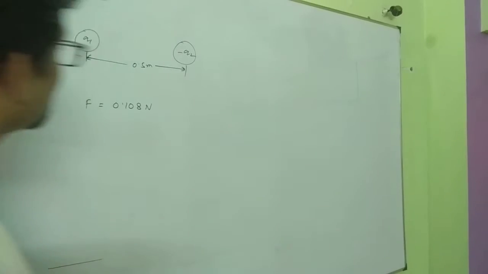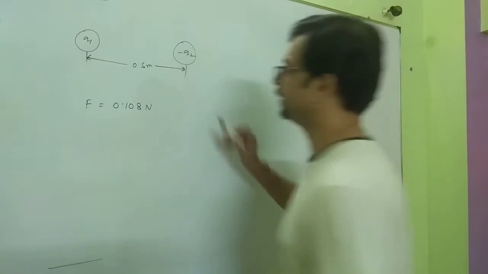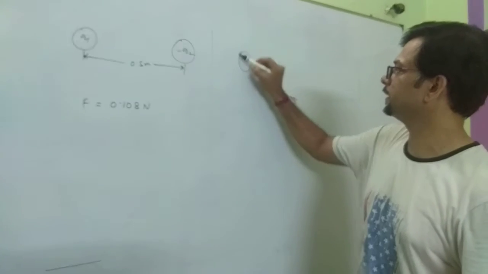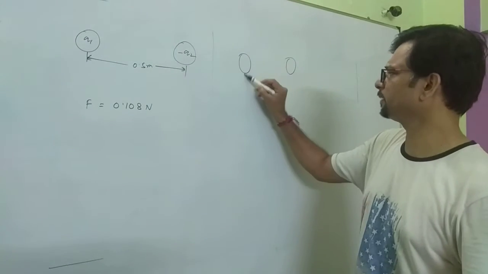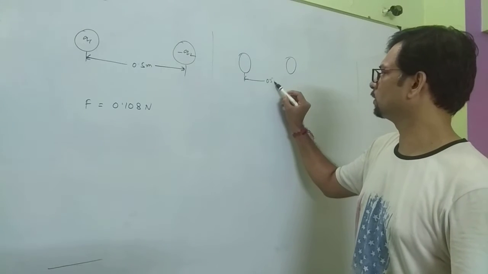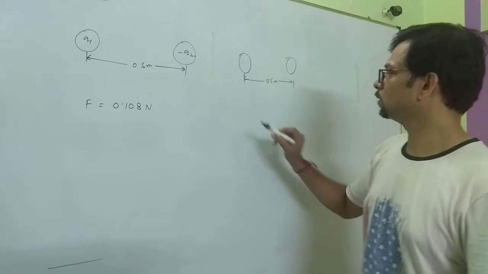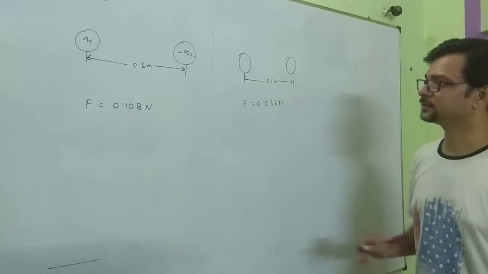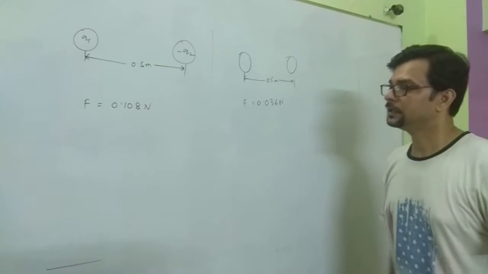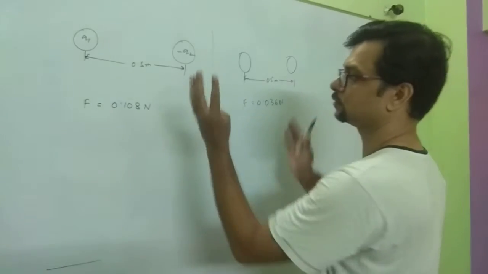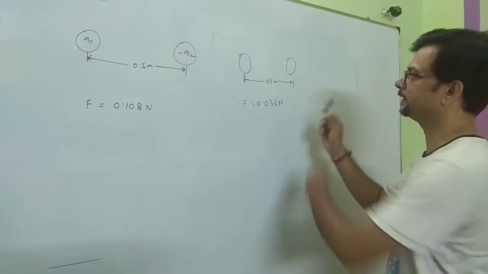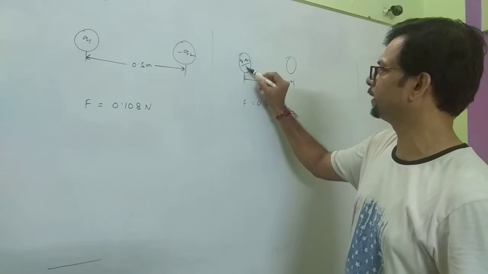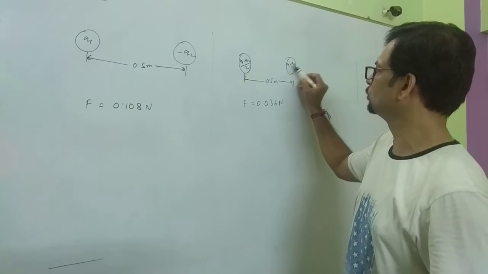So there's a question. So how to do? If they are momentarily touched with each other, then what will be the charge on each sphere? Therefore, separation is same, 0.5 meter, and the force becomes 0.036 Newton. The total charge is q1 minus q2, so that will be divided into two spheres. That means each will have a charge of (q1 minus q2) by 2.